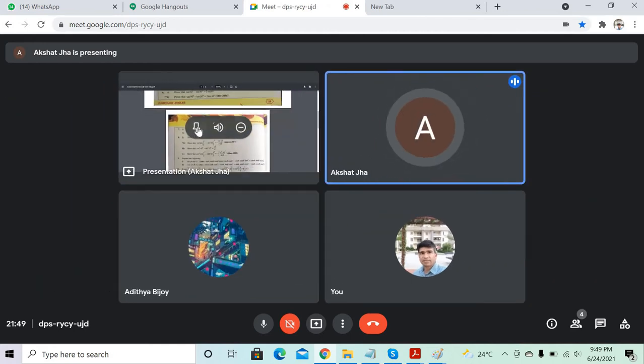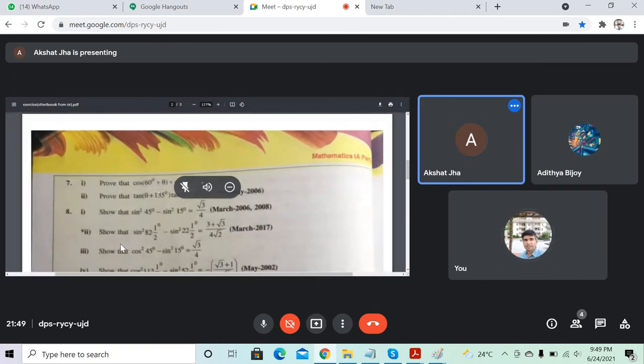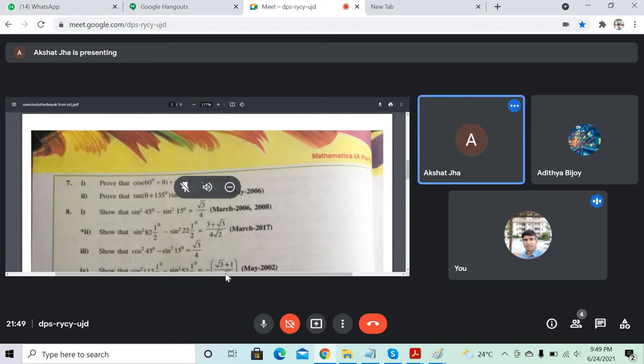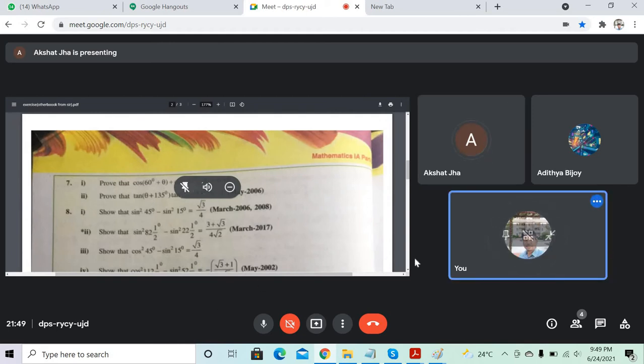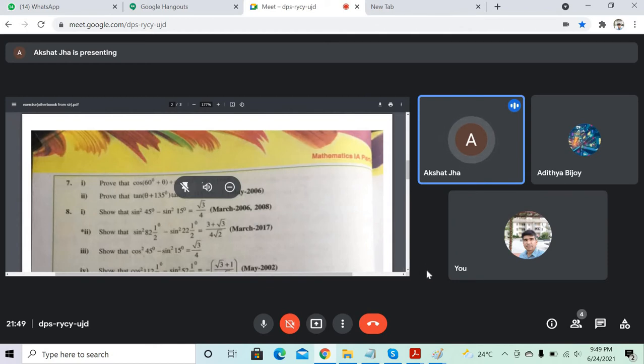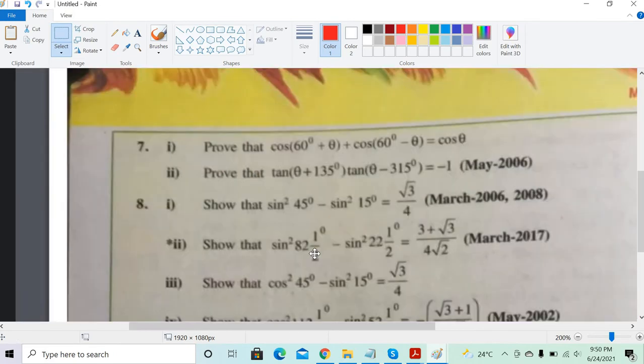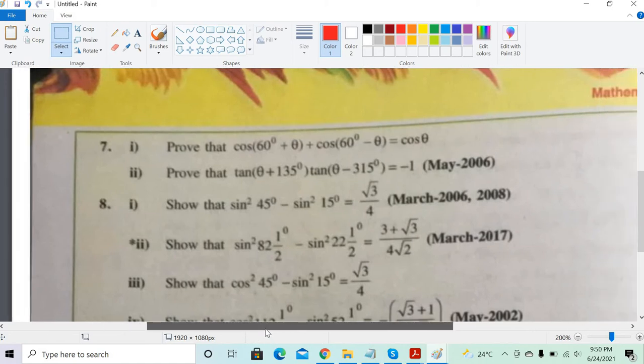Yeah, so this one. Which question? Tan theta plus 135. Acha, tan theta plus 135. Okay, one minute. Yeah, so in this I got tan theta minus 1 by tan theta plus 1 for the left side into 1 plus tan theta by 1 minus tan theta. So the second one we can write as tan 45 plus theta, because we just proved it.